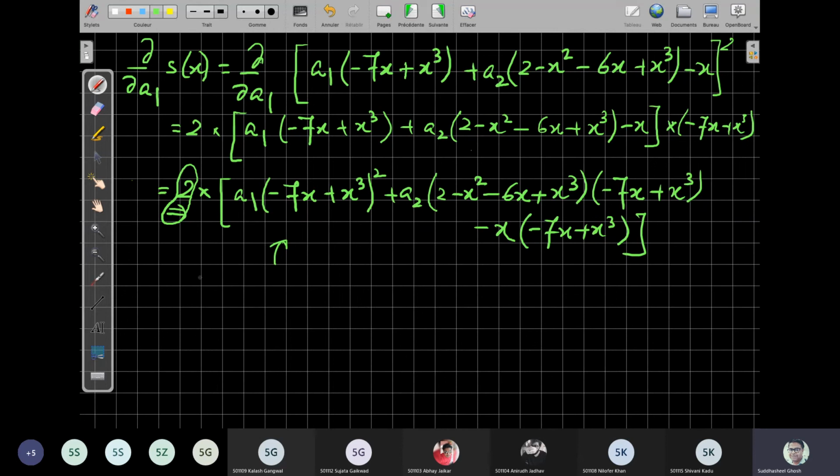What do I have to evaluate? I have to evaluate from 0 to 1, minus 7x plus x cube whole square dx. Evaluate this, it will be the coefficient of a1. Can you evaluate this using your calculator? Yes sir, do it.